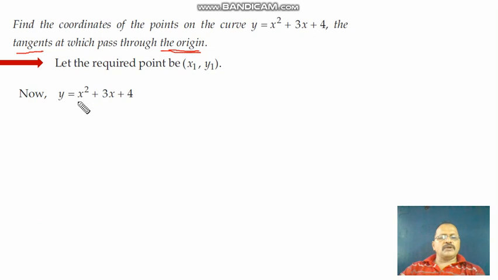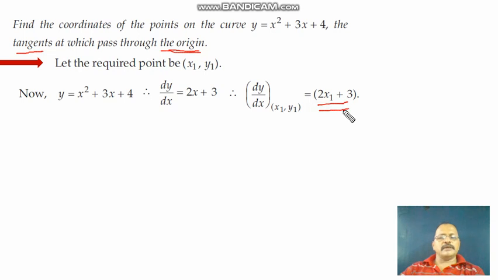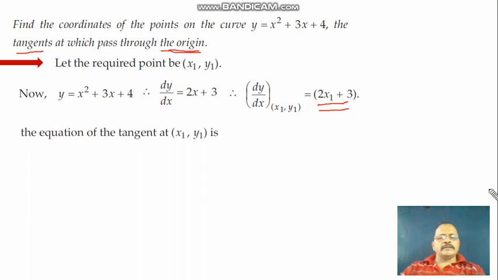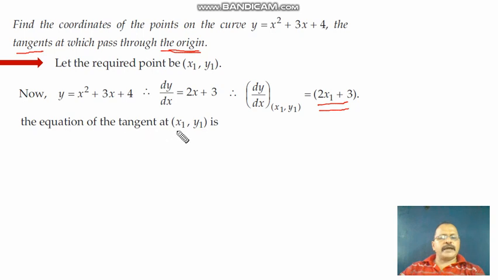Now y is equal to x square plus 3x plus 4. Differentiate this to get dy by dx is equal to 2x plus 3, and therefore dy by dx at point x1 y1 is equal to 2x1 plus 3, and therefore equation of tangent at point x1 y1 using the formula y minus y1 is equal to slope into x minus x1, we get y minus y1 is equal to 2x1 plus 3 into x minus x1.